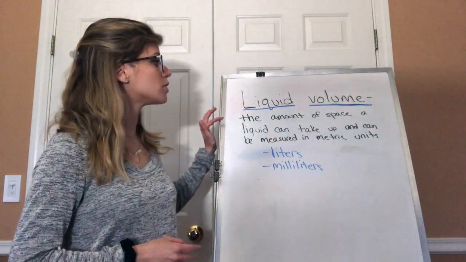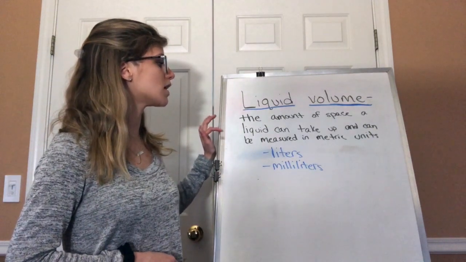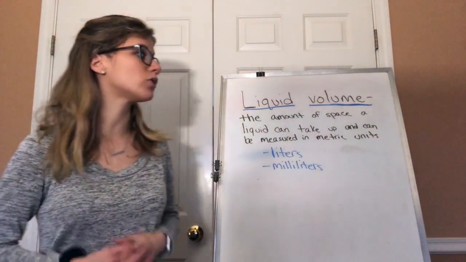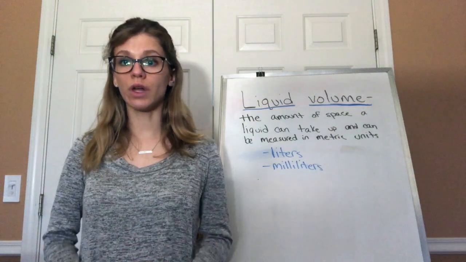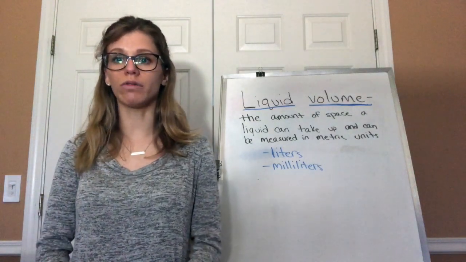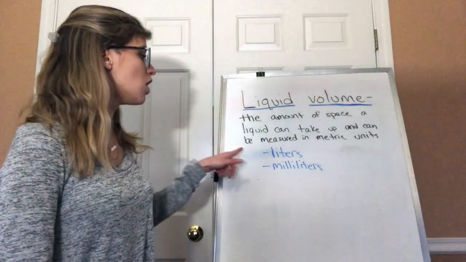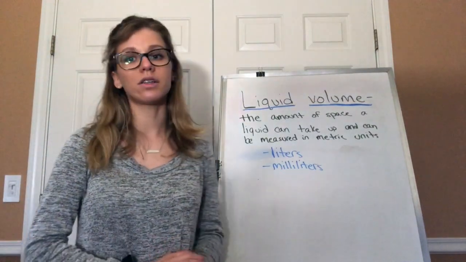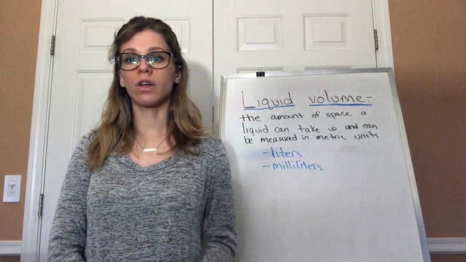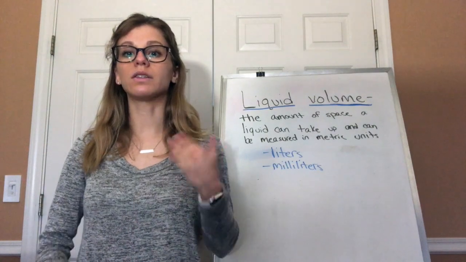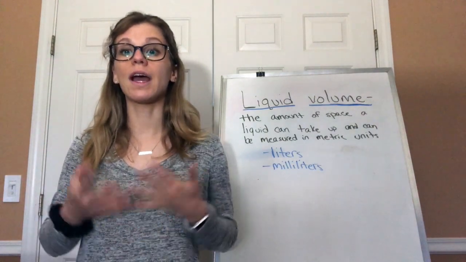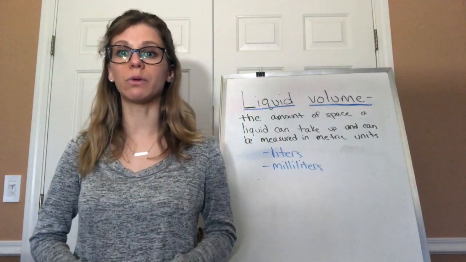And a liquid volume is the amount of space a liquid can take up, and that can be measured in metric units. And those two metric units, those two ways we can measure liquid volume that we're focusing on today, are liters and milliliters. So we have a quick video for you to watch and see how it compares liters and milliliters to each other and how that relates to liquid volume and what that means.